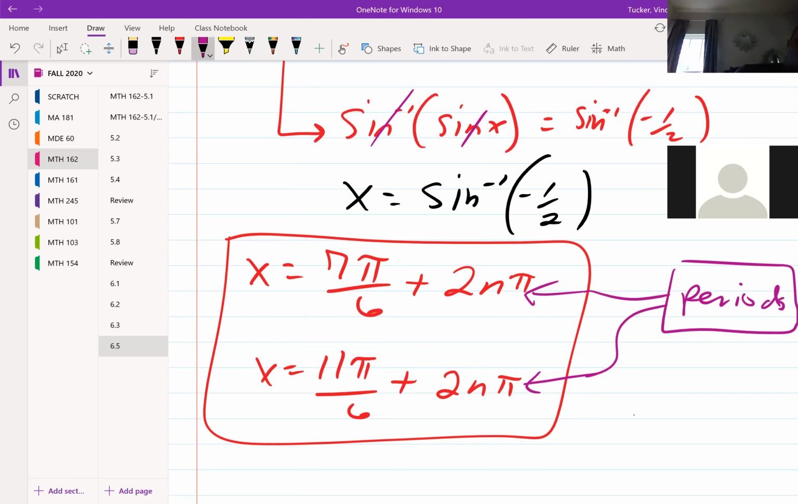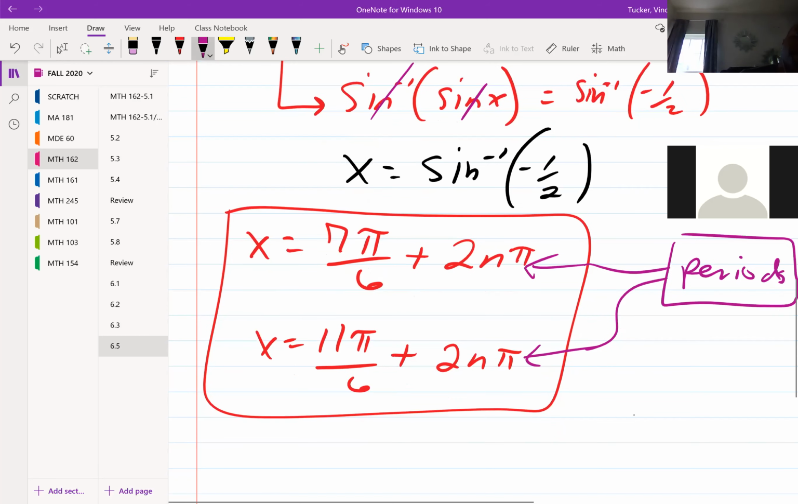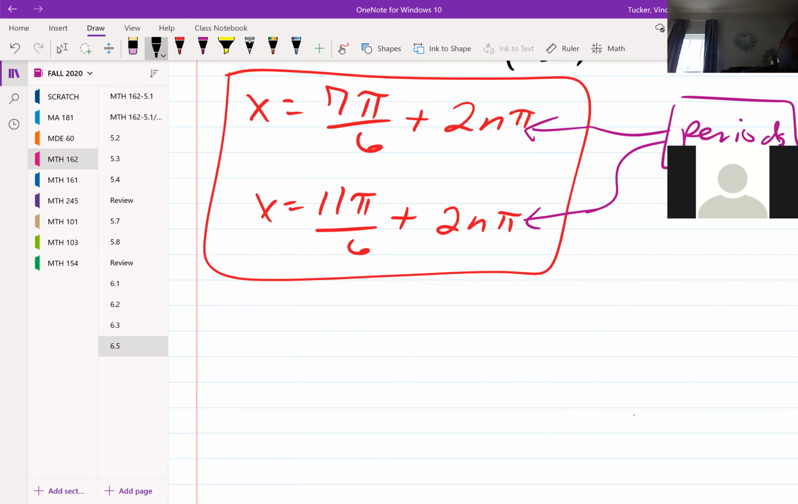All right. Questions before we do another one? That's the foundation of what this section is. No questions. All right. Sounds good. Here we're looking at tan 3x equal to 1.